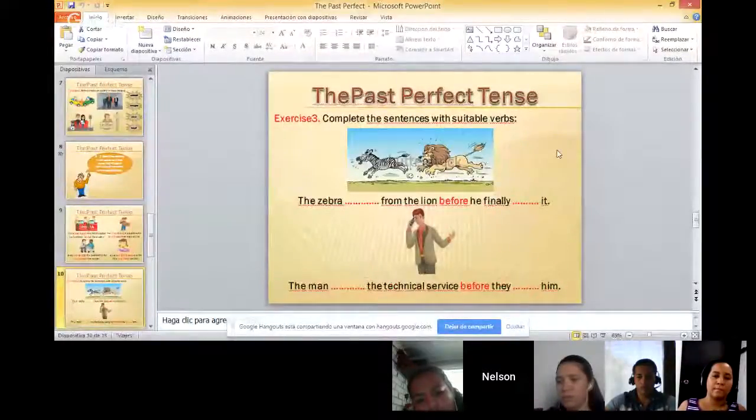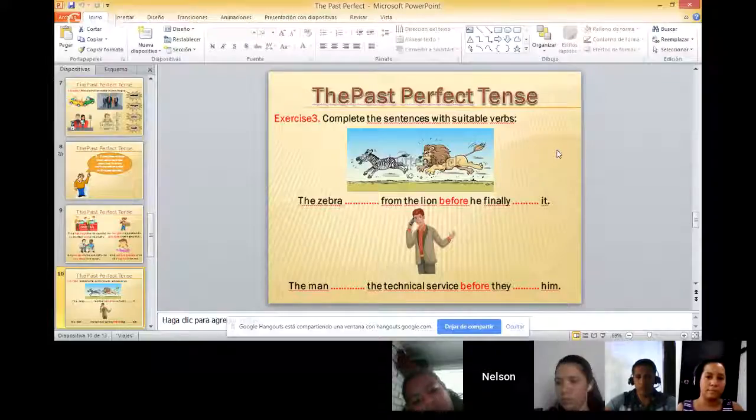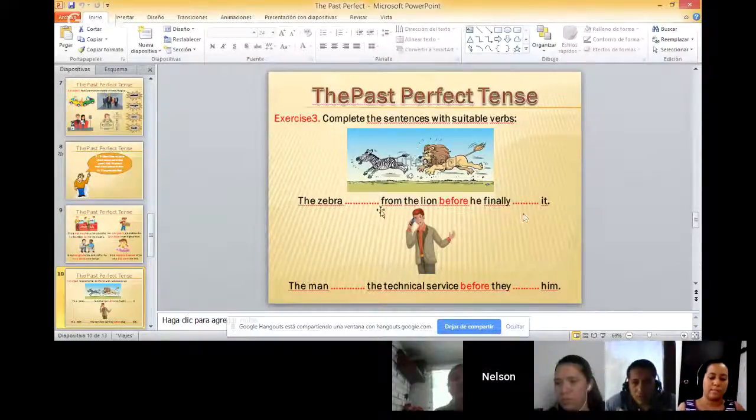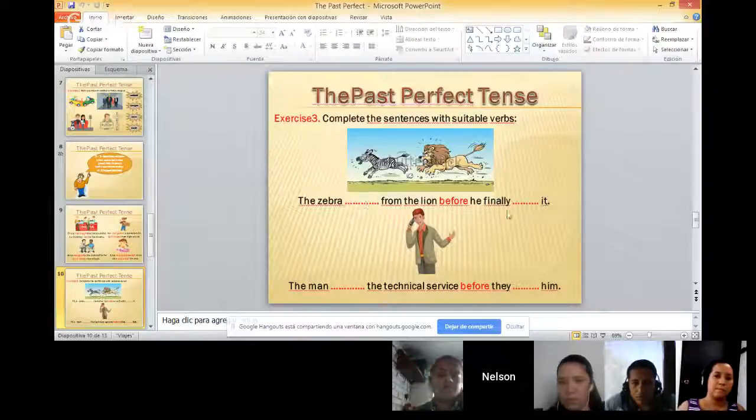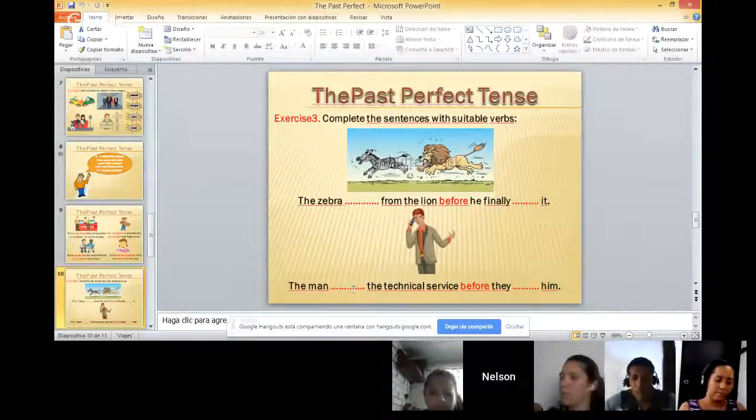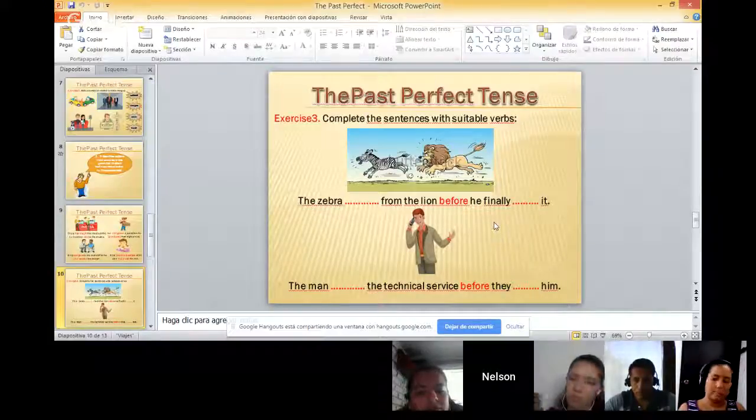Well, here's exercise 3. We're going to complete the sentences with suitable verbs. As you can see, in every sentence we have two spaces, a space here and a space there, and the word before. So now you know what to use with the word before, so please proceed and complete the two sentences.